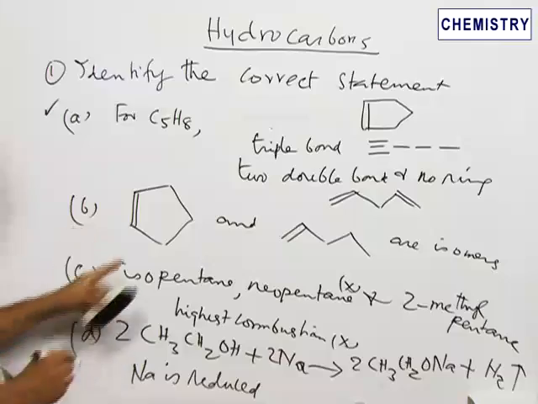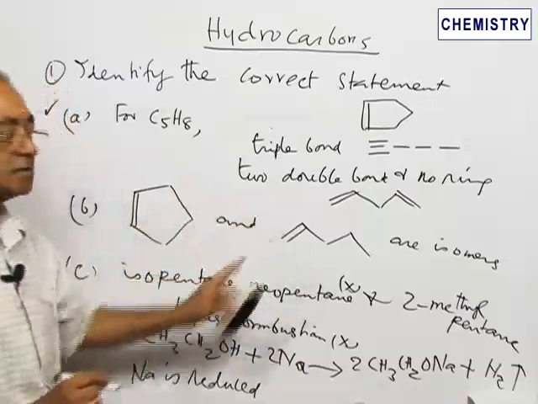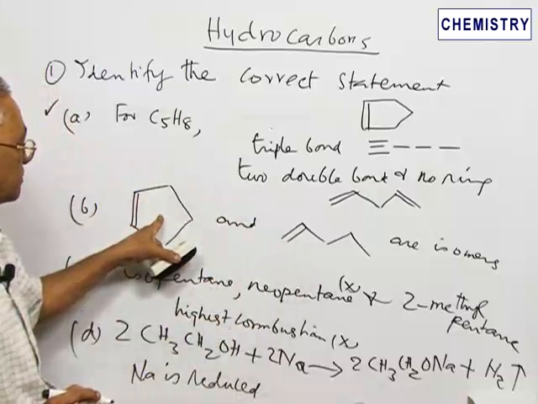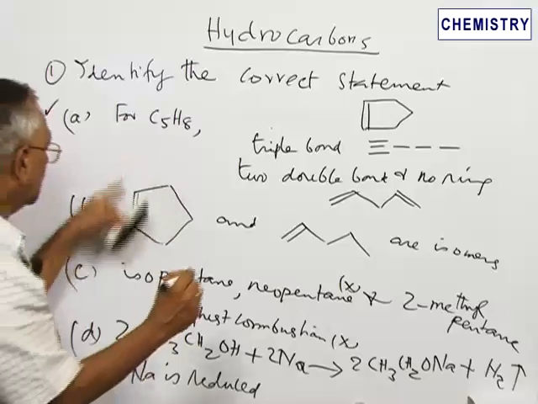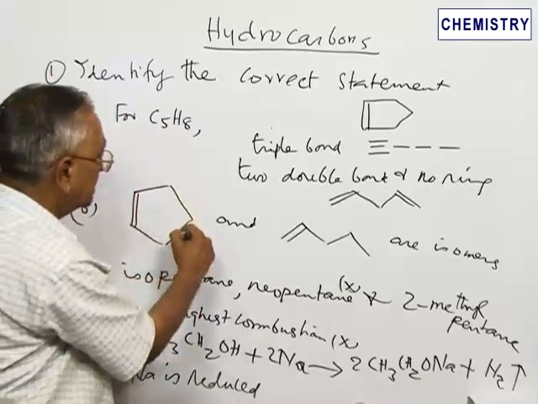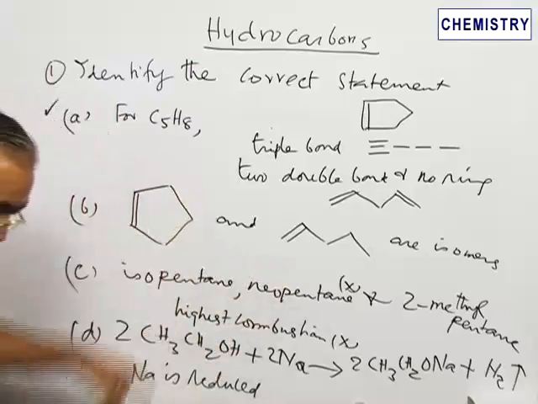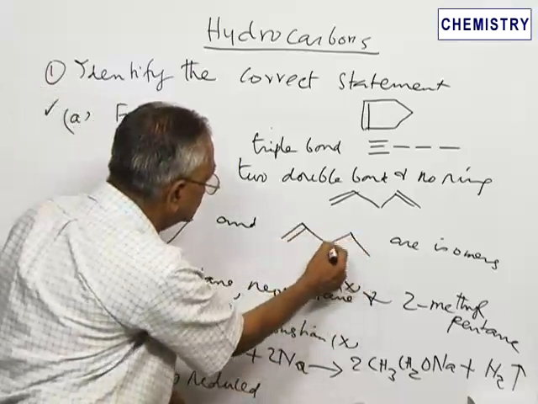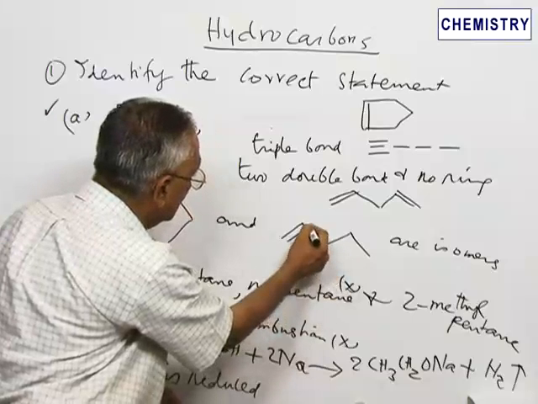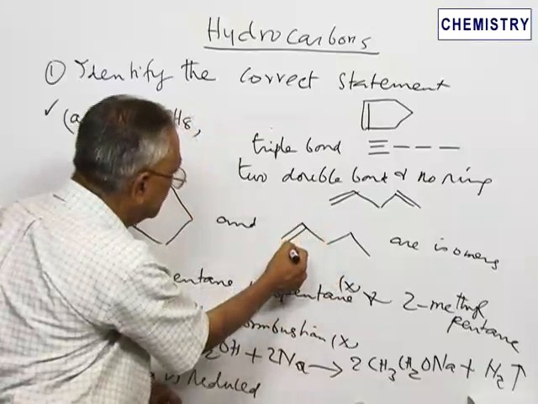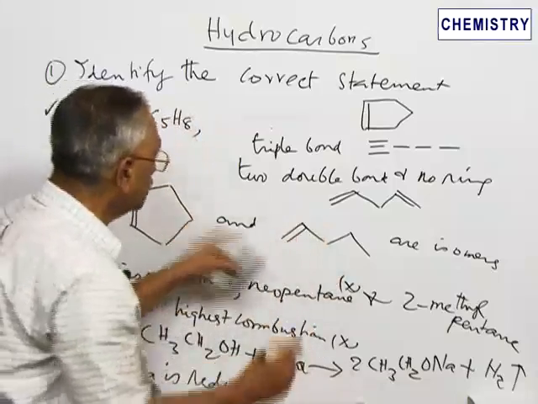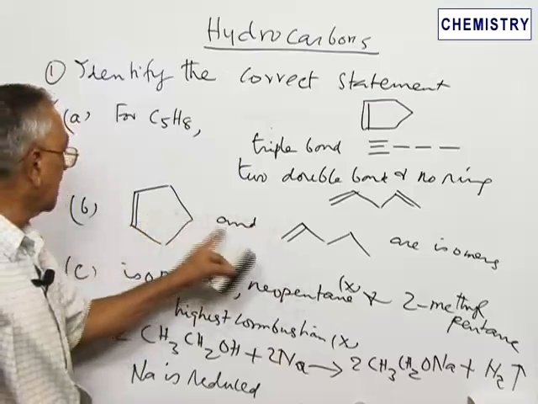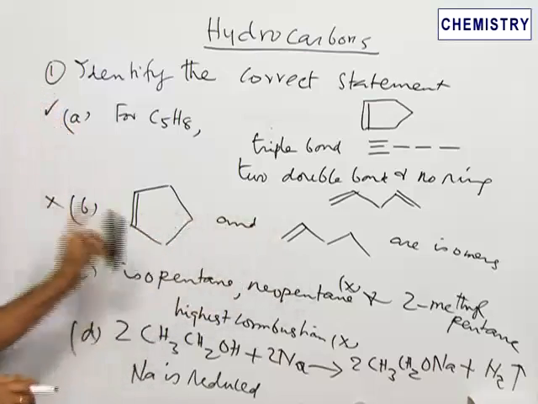So that is correct. When we come to this, these 2 are not isomers actually. This compound is C5H8, and this compound you will find is C5H10. Counting the carbon atoms, 3 plus 2, 7, 7 plus 2, 9, 9 plus 1, 10, 10 plus 2 hydrogens. The 2 are not isomers. Therefore, this statement is not correct.